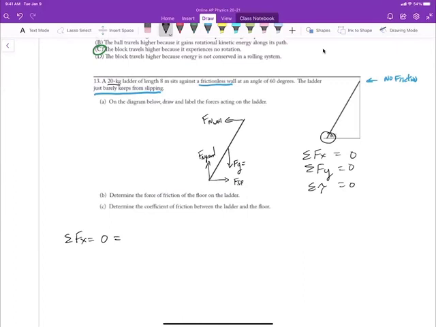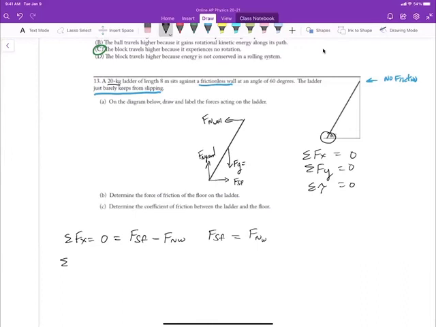I'm going to assume right is positive. So I have force of static friction minus force normal of the wall, which basically states that the force of static friction equals the force normal from the wall. So if I can find the force normal of the wall, I have answered B.